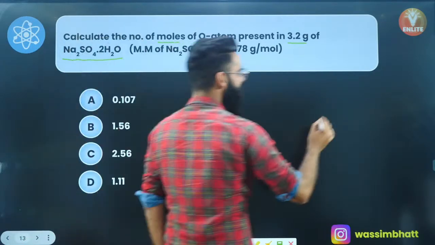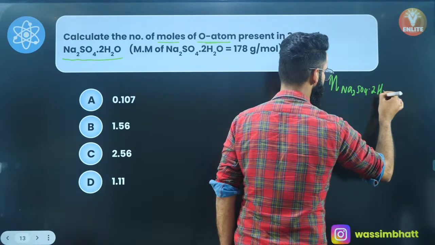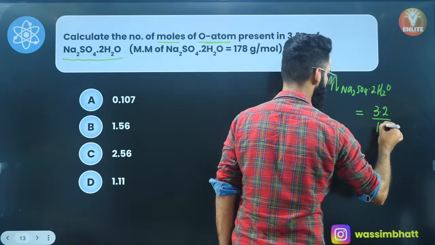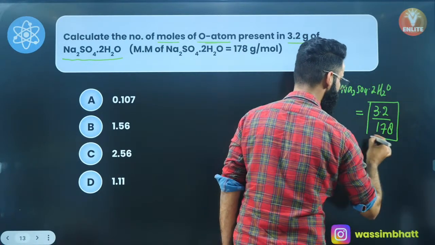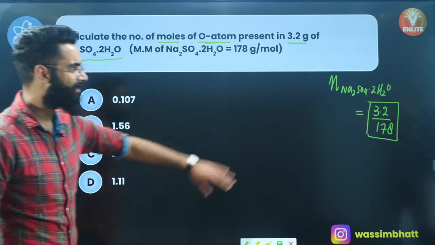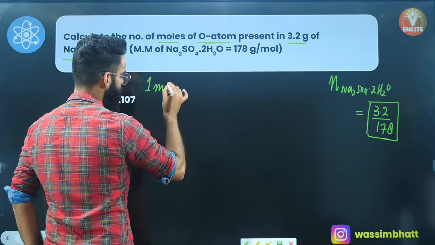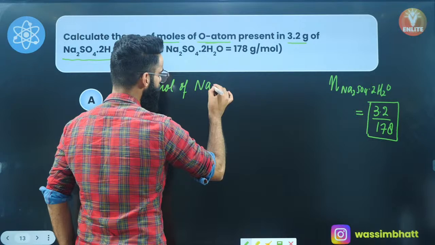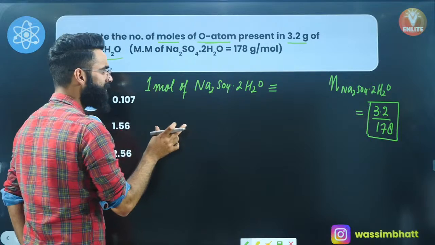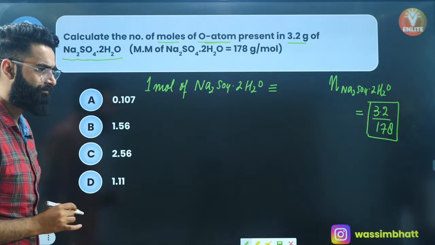First thing, I will be calculating the number of moles of Na2SO4.2H2O which is given to us. Number of moles of this substance will be equal to the mass of the substance, which is 3.2 grams, divided by the molar mass of the substance, which is 178. So these many moles of Na2SO4.2H2O we have. I converted the given quantity into number of moles first. Now, if I write 1 mole of Na2SO4.2H2O, can you let me know how many moles of oxygen atoms are present in 1 mole of Na2SO4.2H2O? Check it.